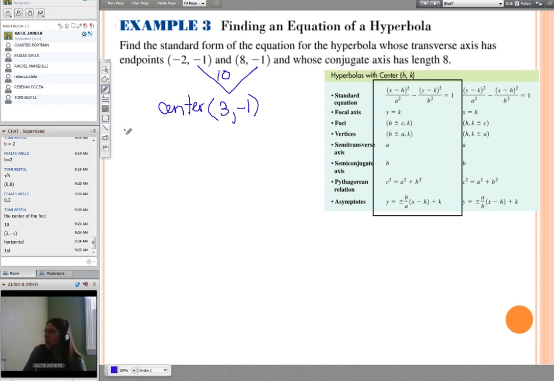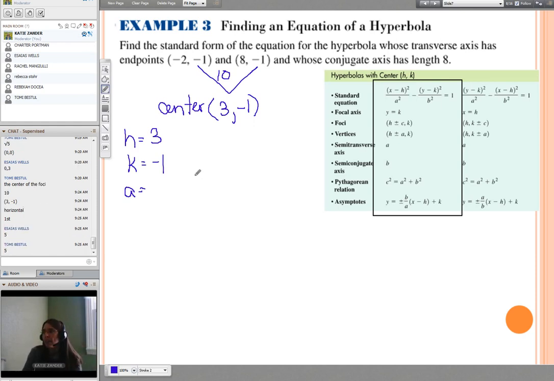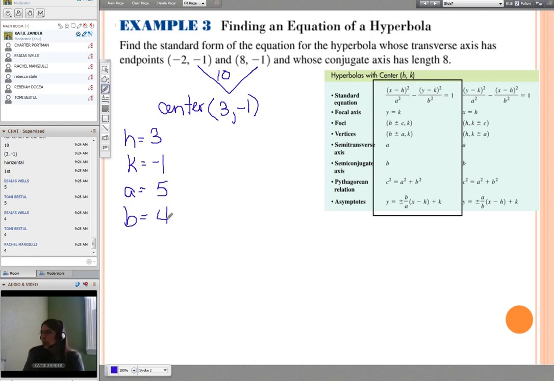All right, so I know h is 3. I know k is -1 because that's coming from the center of that transverse axis. I can now find a. If the transverse axis had a length of 10, what will a be? Yep, half of that, which is 5. And we can also find b because we have our conjugate axis with a length of 8, so b is 4. I think we have everything we need to get the equation, right? We have h, k, a, and b. Yep, we got everything we need.